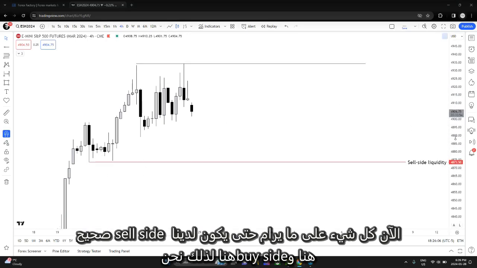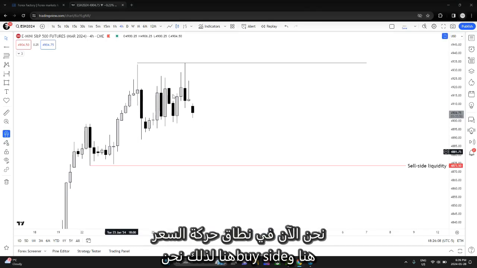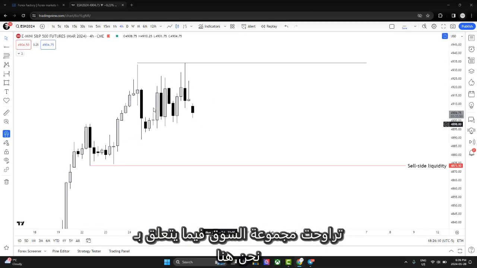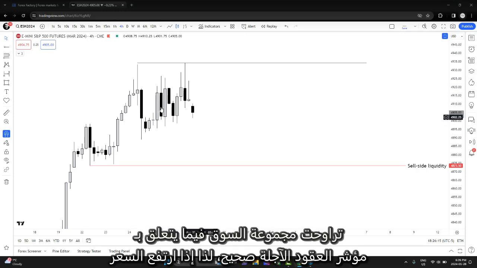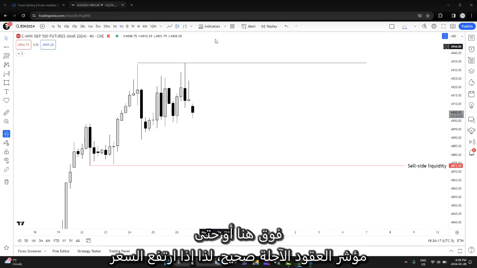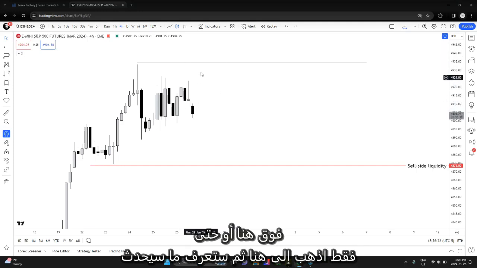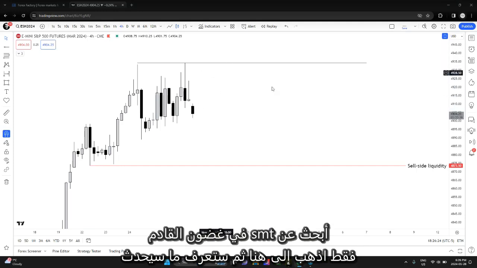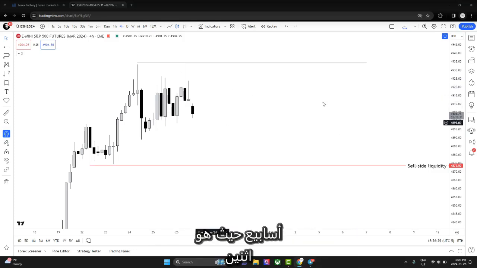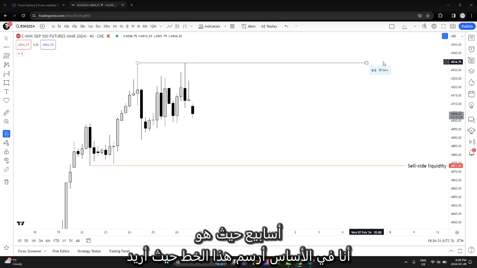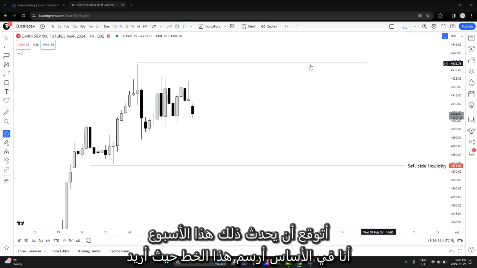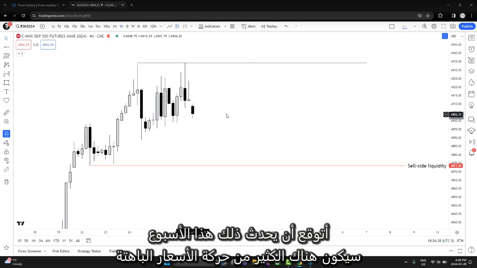So right now we're in ranging price action. We're in a ranged market in regards to the index futures. So if price goes above here, or even just goes right here, then we'll be looking for SMT within the next 2 weeks, which is where I drew this line where I would expect that to happen. This week will be a lot of lackluster price action.